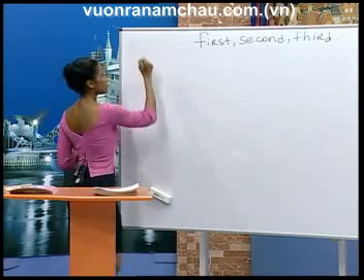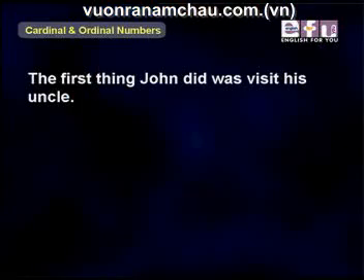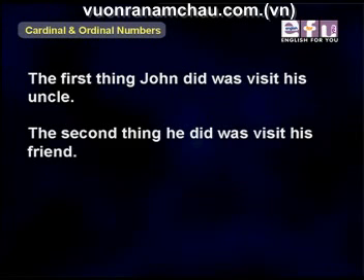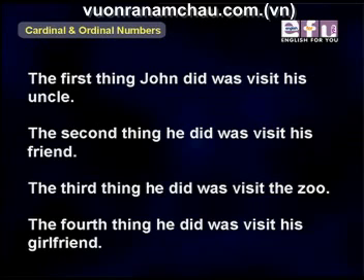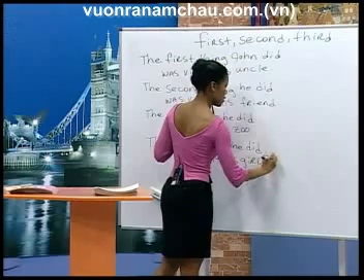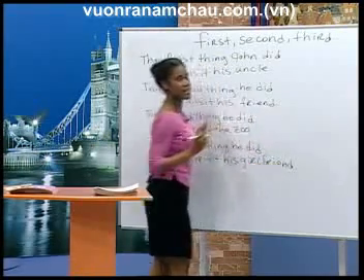So we can say, the first thing John did was visit his uncle. Okay, the second thing he did was visit his friend. The third thing he did was visit the zoo. And the fourth thing he did was visit his girlfriend. So John has had a very busy day.